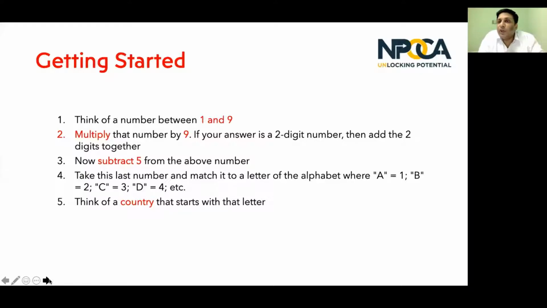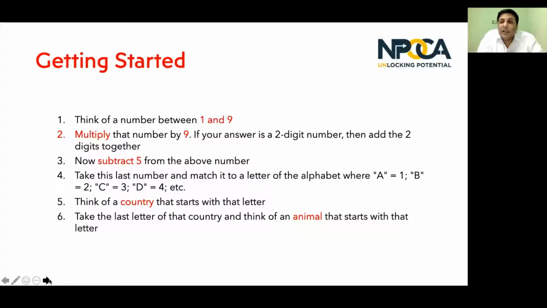I want you to think of a European country starting with the corresponding English alphabet. Whenever you're done, type done. Think of the country with that corresponding alphabet. The last letter of that country, think of an animal which starts with the last letter of that country.